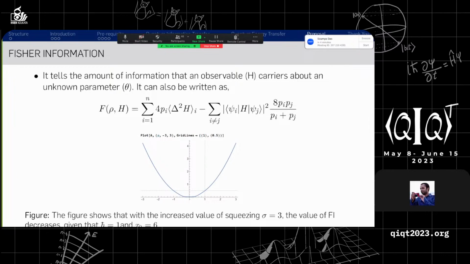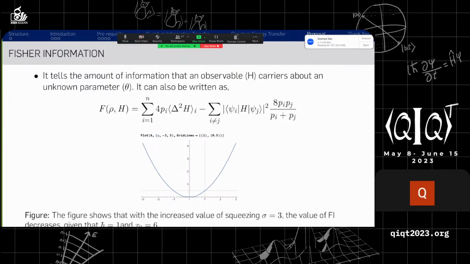And in the expression, what is delta? Delta square, delta is the variance. Variance of what? Variance of H, where H is iota dou by dou X. So you can say it is an expectation value or the variance of the momentum.